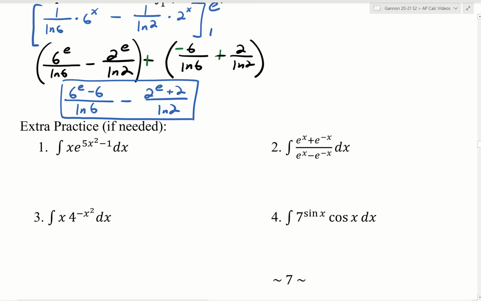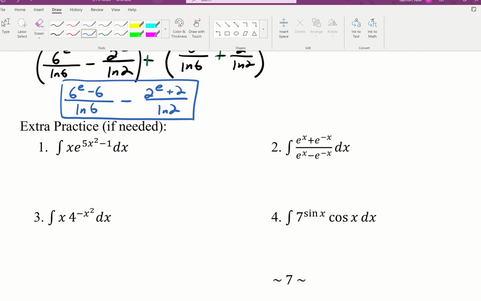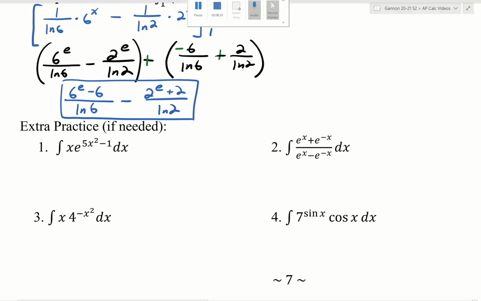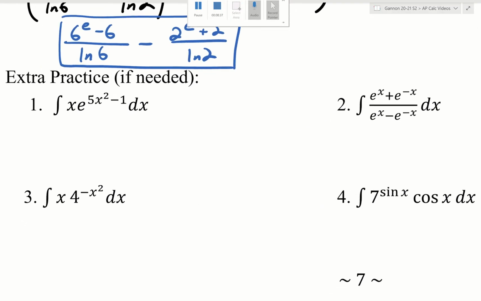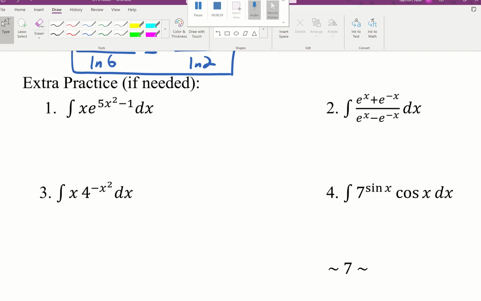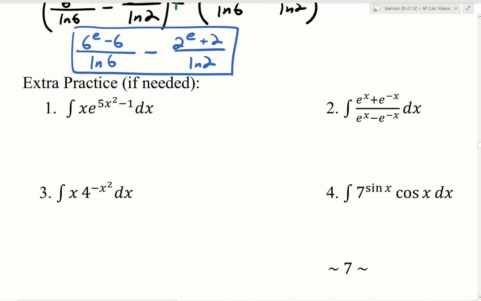All right. Guys, there are some extra problems here if you feel like you need a little bit of additional practice. I was trying to check the time on the video. Let's go ahead and just quickly go through these and do them. That way, if you need to see them, at least they're done. If you need them, though, I would recommend that you try them on your own first and then go from there.